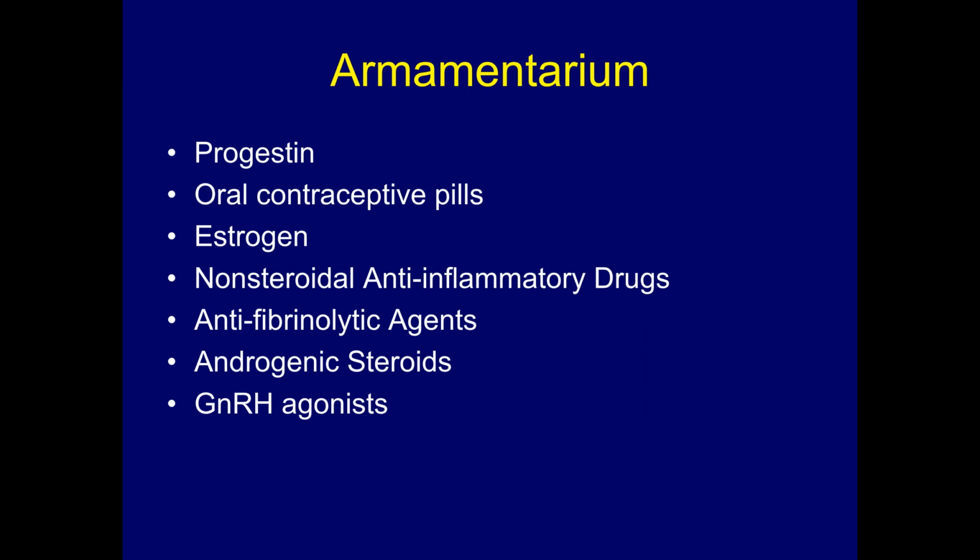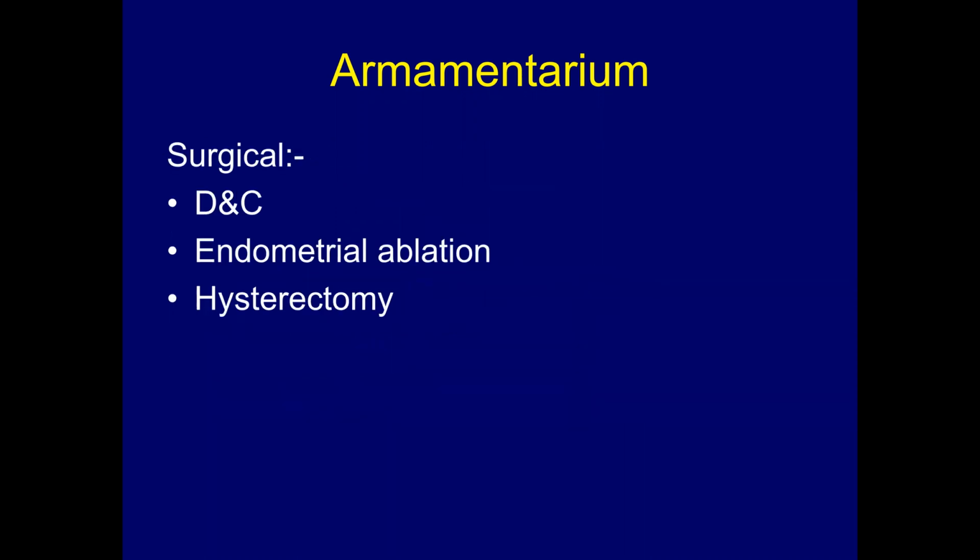We use it. Other people use danazol, like androgen steroids, especially for adenomyosis, and GnRH agonists, especially for fibroids and adenomyosis. Now, the surgical, I mean, in case of acute cases, rarely you need to do dilatation and curettage. Rarely. I don't like it.